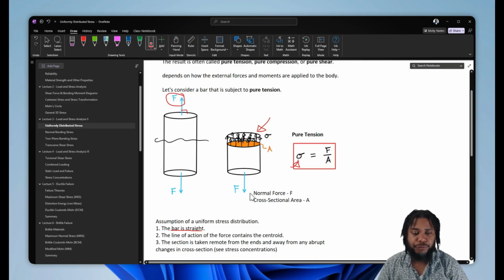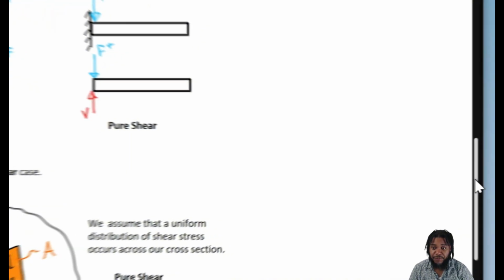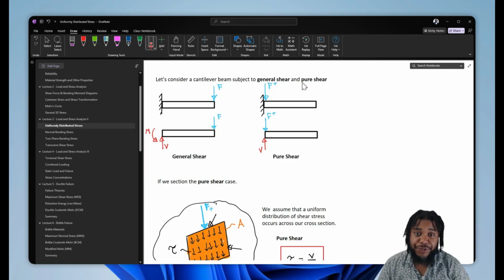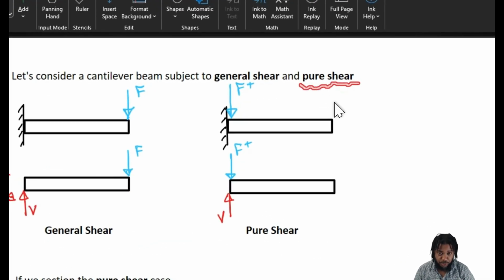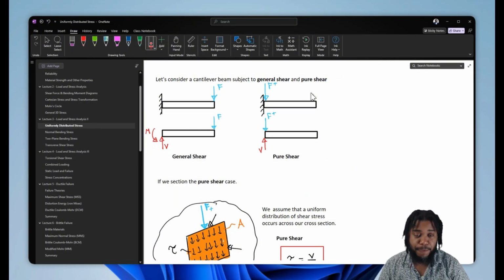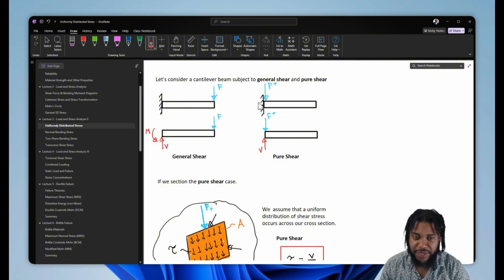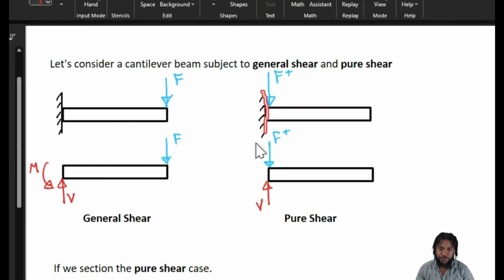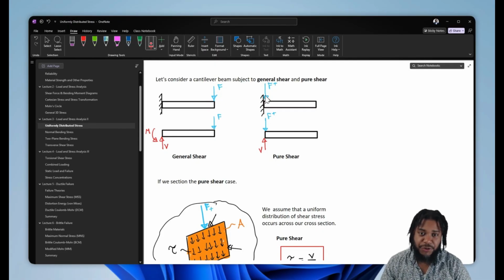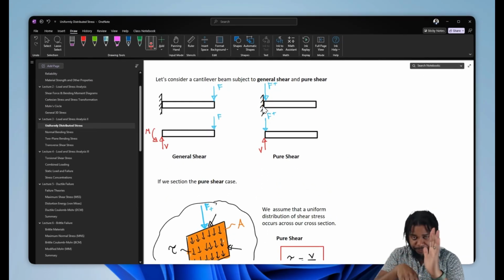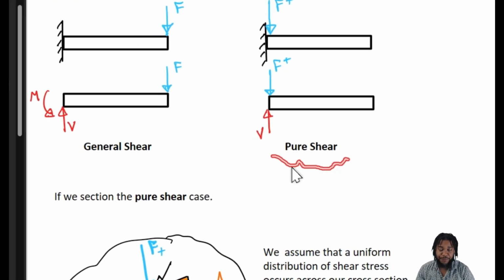Not too bad. The second case that we have for uniform distributed stress is a case where we are exerting pure shear forces to a geometry. This is usually the case when a force is applied across the cross section of a member, such as a beam, very close to a wall or to a support. In this case, the force is being applied almost coincident to the cross-sectional area where stress would be calculated. So this is the case of pure shear.